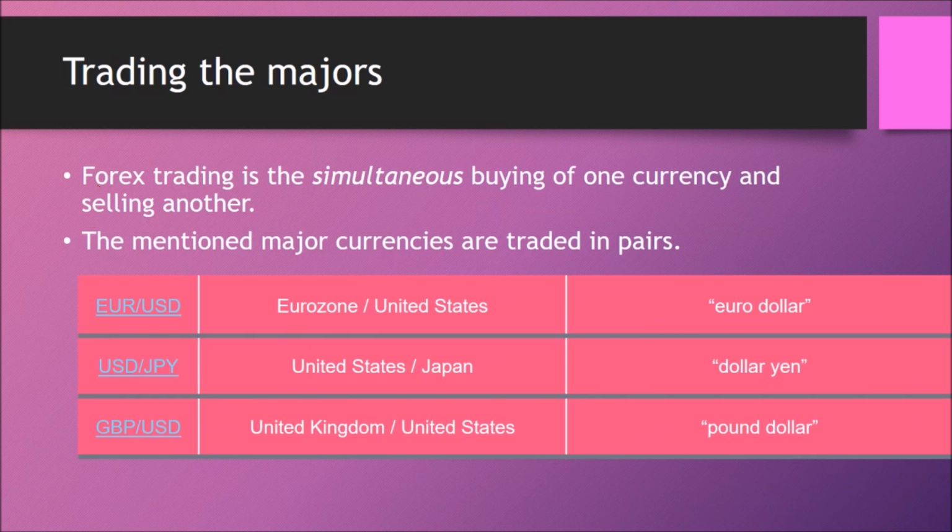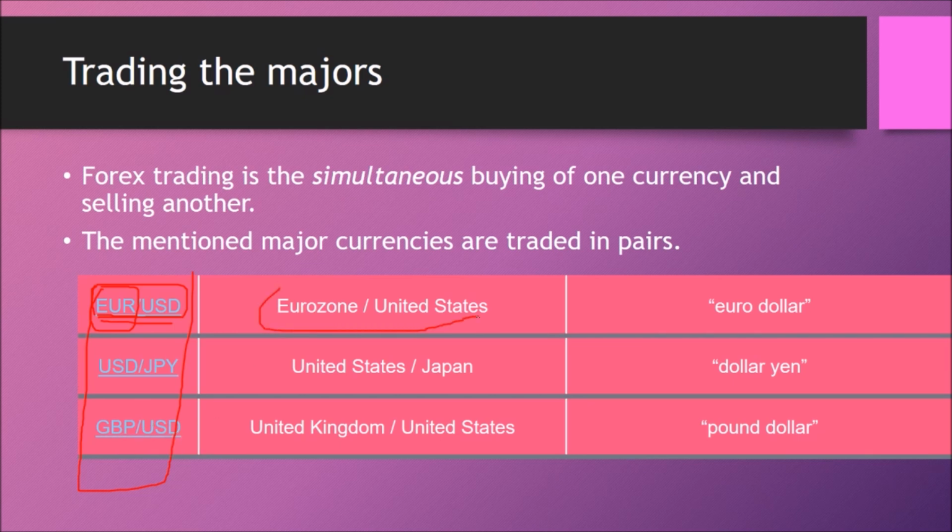Forex trading is simultaneously buying of one currency and selling another. The mentioned major currencies are traded as pairs. So we cannot trade euro alone, but it is traded as euro against dollar. So what do we mean if we see something like this? This basically means that we are buying the euro using the US dollars that have been provided to us by the intermediary broker. So basically these are the currency pair examples, which are euro against the dollar, USD against the Japanese yen, and Great British pound against the US dollar.